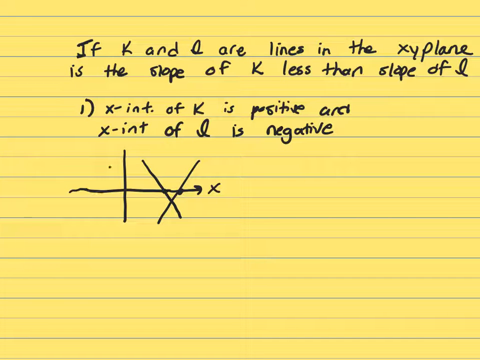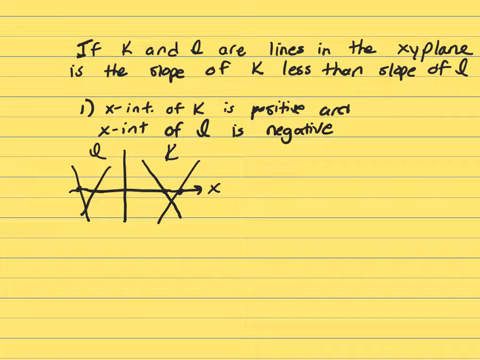Well, once again, it could be like this, or it could be like that, because they're both negative. Now, this is L's, and these are the K lines. Well, we don't know which is which. Trying to figure out if the slope of K is less.